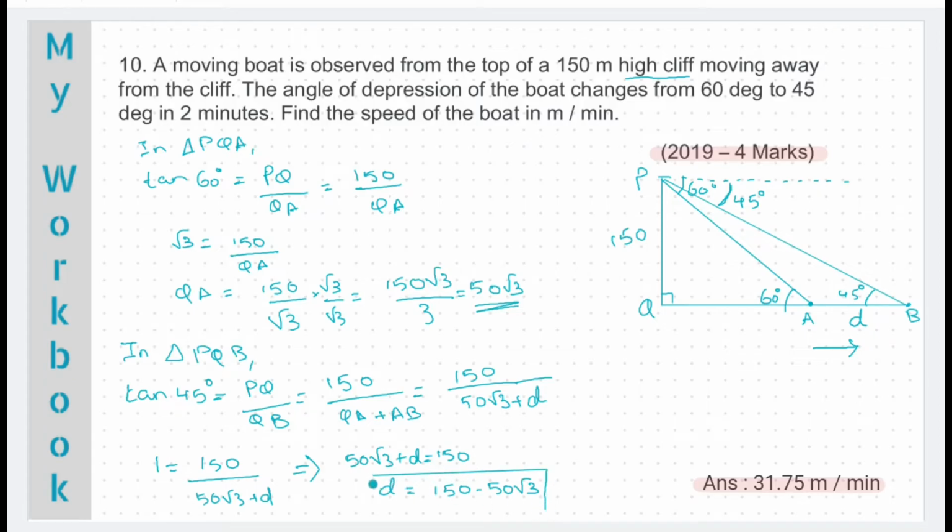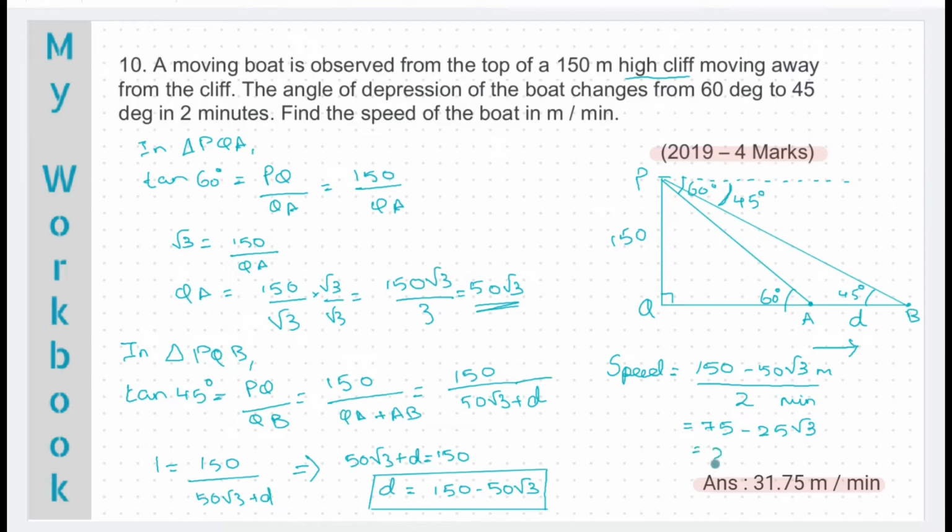So this is the distance traveled by the boat, and the time taken by it is 2 minutes. We need to find the speed. Speed is distance, 150 minus 50 root 3 meters, divided by 2. They have asked to find the speed in meters per minute only, so we need not convert any of the units. This is in meters, this is in minutes. So if we simplify this, you will get 75 minus 25 root 3.